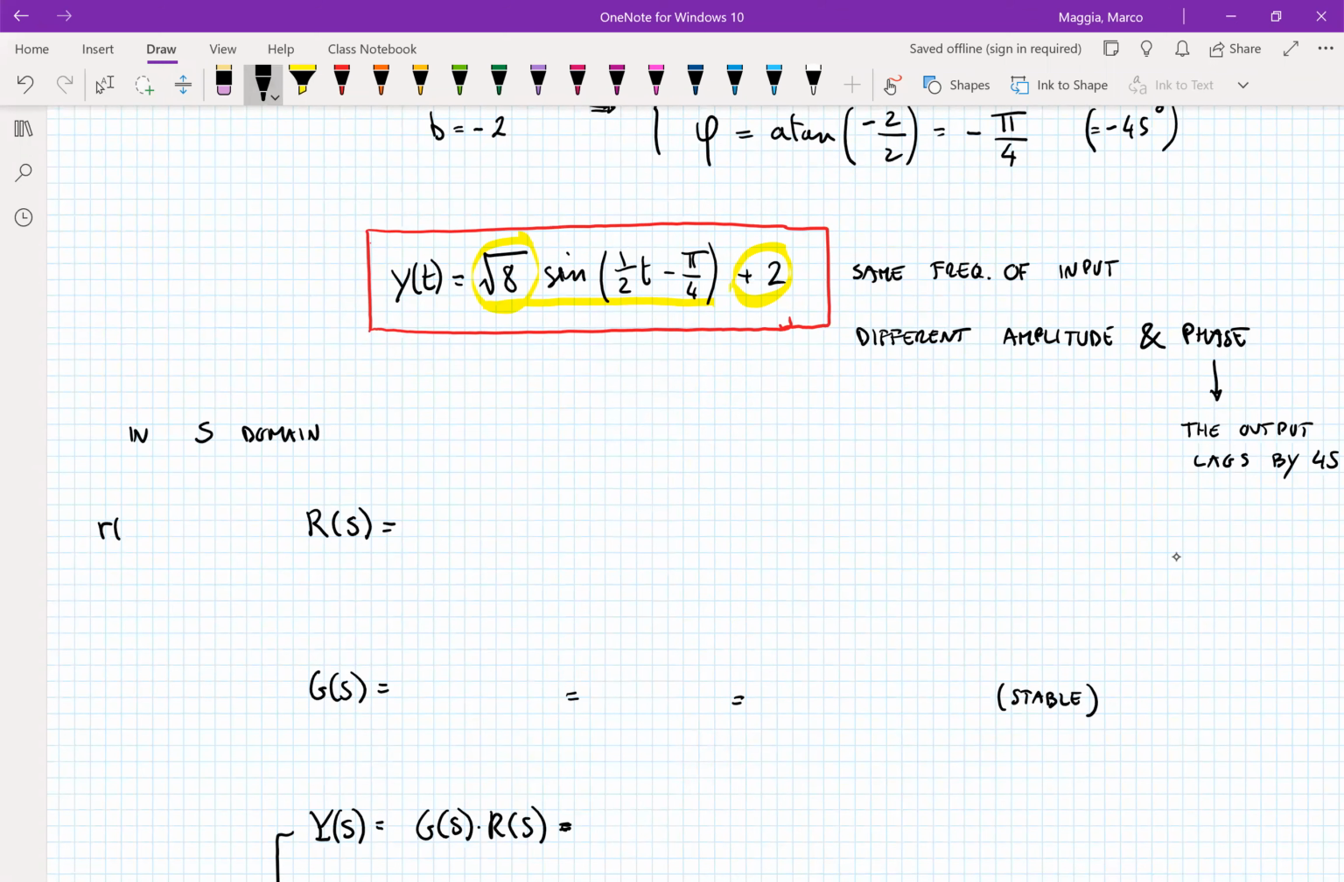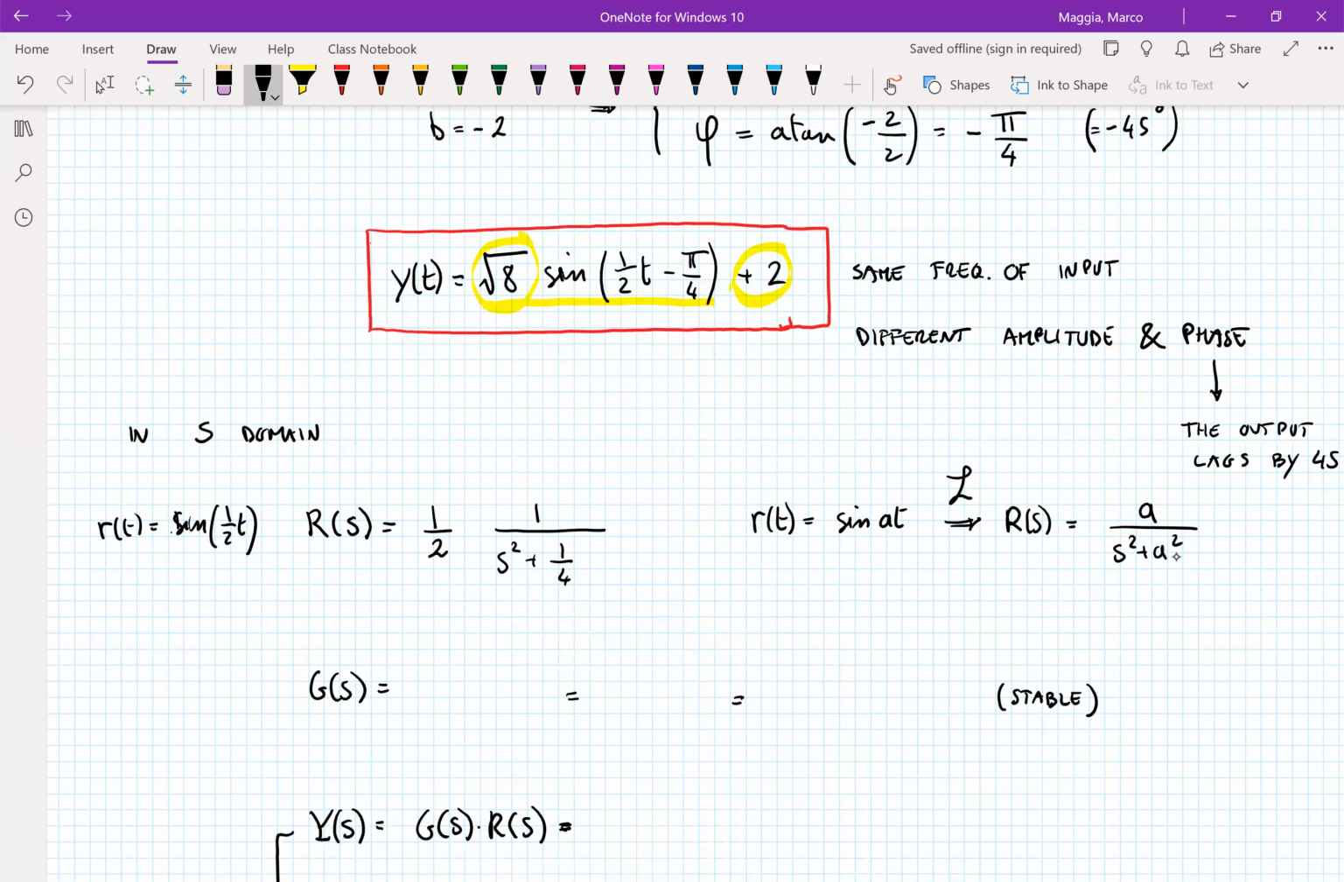So remember that r of t was sine of 1/2 t. So the Laplace transform of this sinusoidal wave is equal to 1/2 times 1 over s squared plus 1/4. And that is because, generally speaking, if we have a function r of t equal to sine of at, its Laplace transform, r of s, is equal to a over s squared plus a squared. Now a in this case is 1/2, so we have 1/2 over s squared plus 1/4.